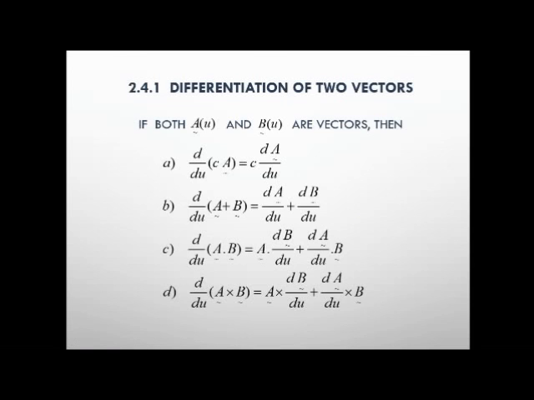The differentiation of vectors can be given as follows. If both A(u) and B(u) are vectors, then d by du of c times A, where c is a constant, is c dA by du, taking the constant outside. d by du of A plus B will be the separate derivatives of both vectors, dA by du plus dB by du. Now to find the derivative of A dot B, we first take A as constant and differentiate dB by du, then take B as constant and differentiate dA by du. For the cross product it goes similarly.